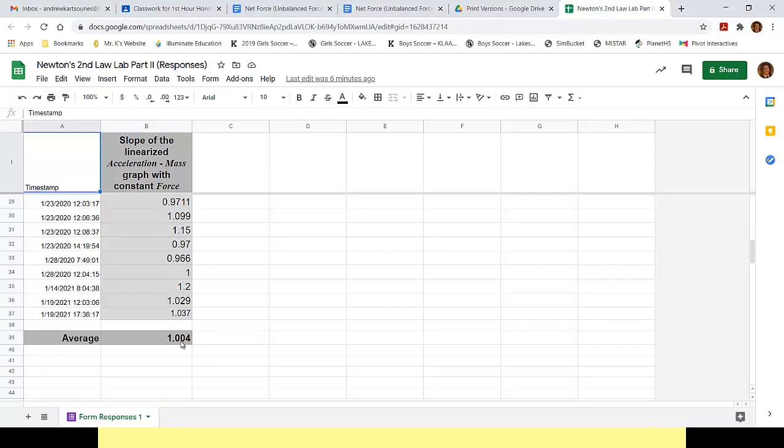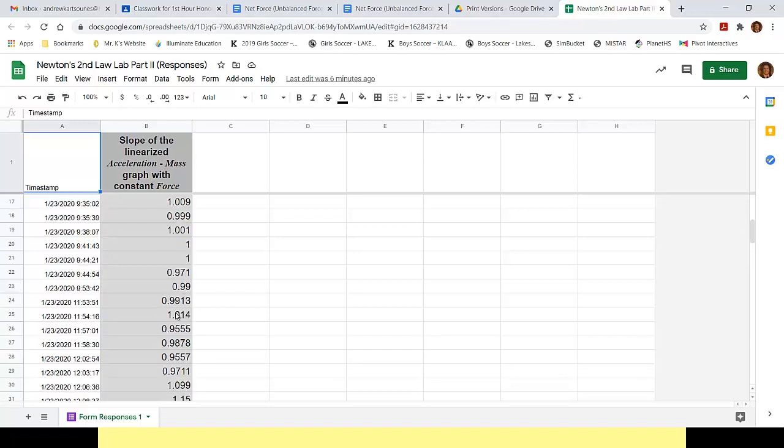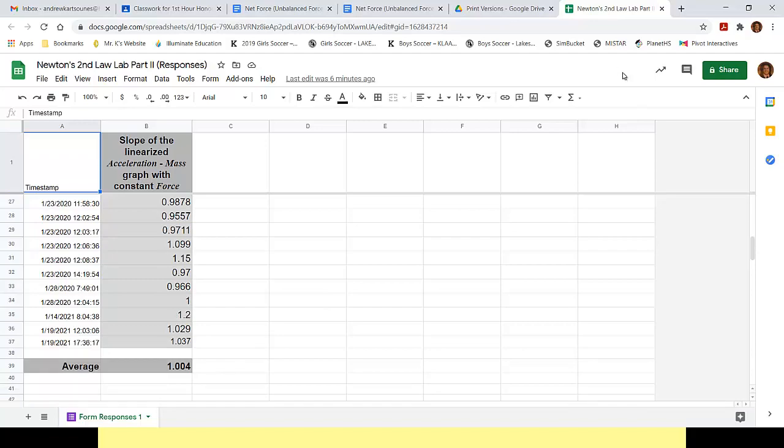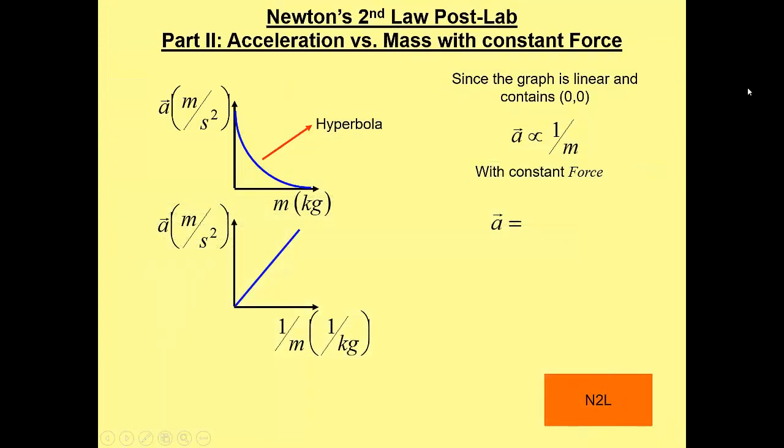And as we go down, we can see an average slope here of about 1.004, which is pretty darn close, to 2 sig figs, to 1. Was yours pretty close to 1? I'm guessing it probably is. If you did everything right, it looks like we get slopes of really near 1. So, if we plug a 1 in for our slope, then we need to talk about units.